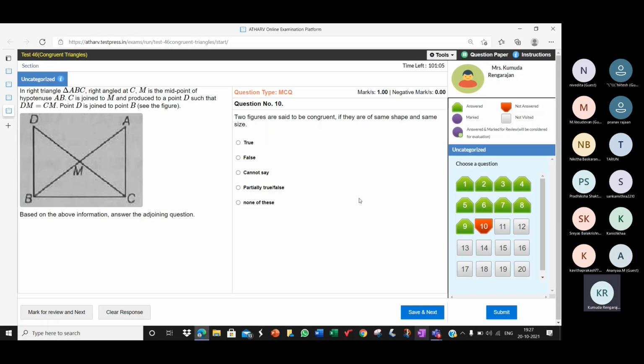Okay, that is same shape. Same size also. Say, for example, both of them are triangles and they have the same size. Then definitely they are congruent to each other. If they're only of the same shape, they need not be congruent, because one can be a small triangle and the other a big triangle. Both shape and size are important. So true, two figures are said to be congruent if they're of the same shape and size.